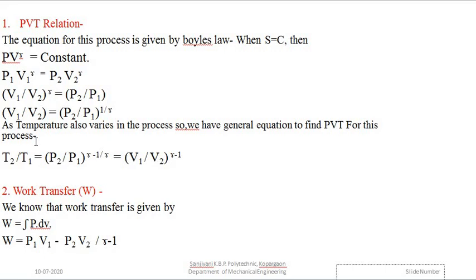while solving the numericals. Now the second parameter is the work transfer. Now we know that work transfer is given by W is equal to integral P dV. After solving this derivation, the final equation for the work transfer for the isentropic process is equal to P1 V1 minus P2 V2 divided by gamma minus 1. So we are going to use this particular equation.